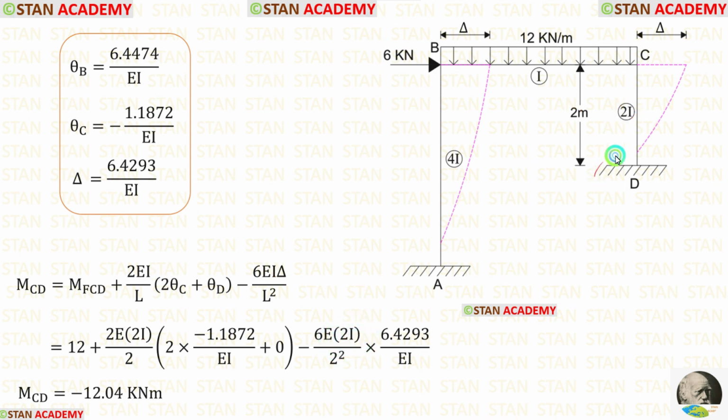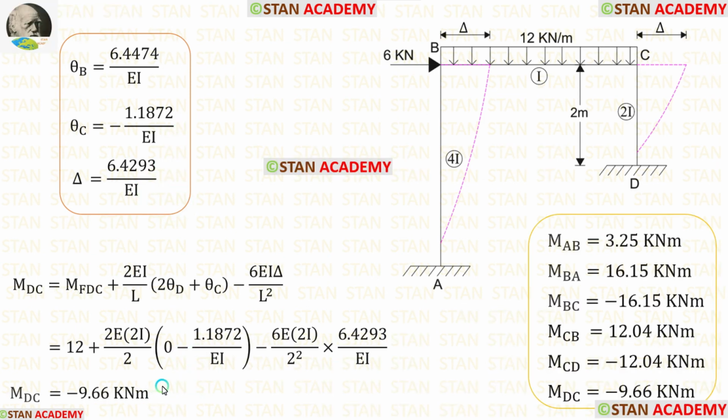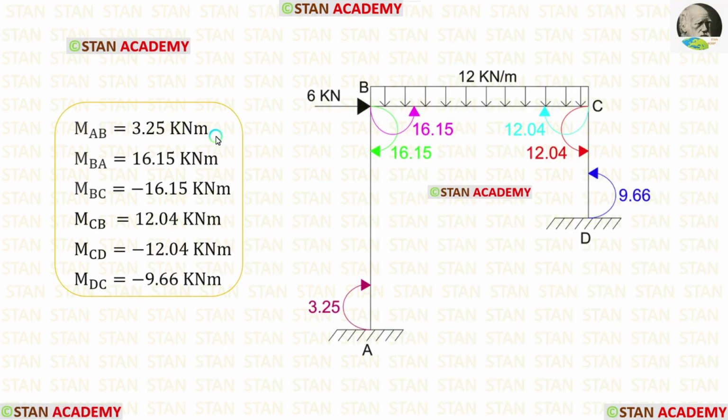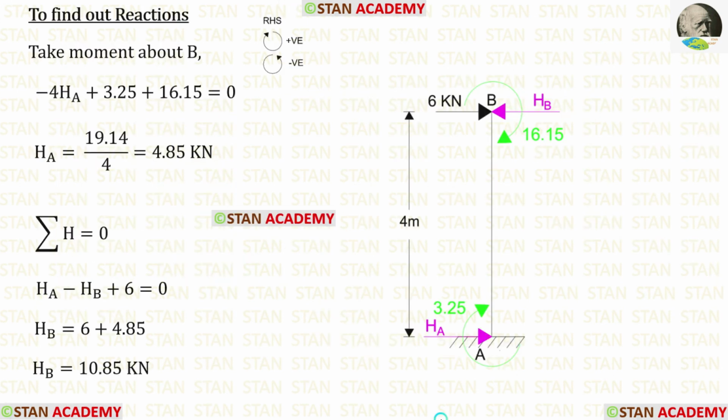In the point D, we have a fixed support. So theta D will be 0. After applying the values of theta C and delta, we are getting MCD. In the similar way, we can find MDC. In this analysis, we have calculated all of the moments. Now we are going to find the reactions.